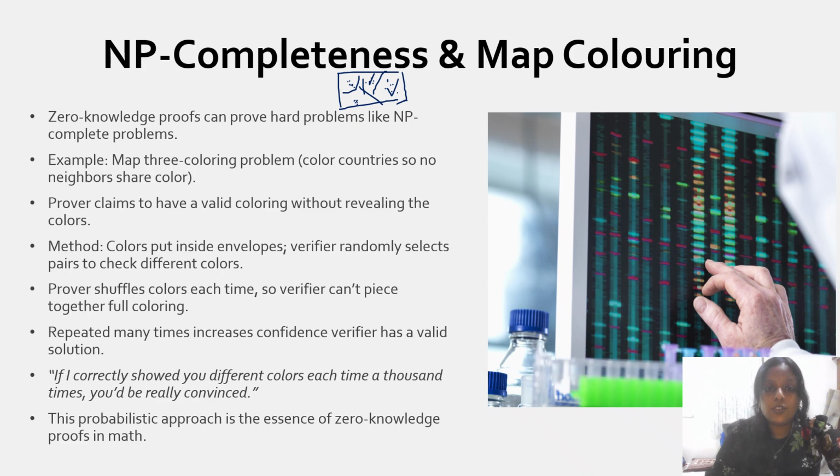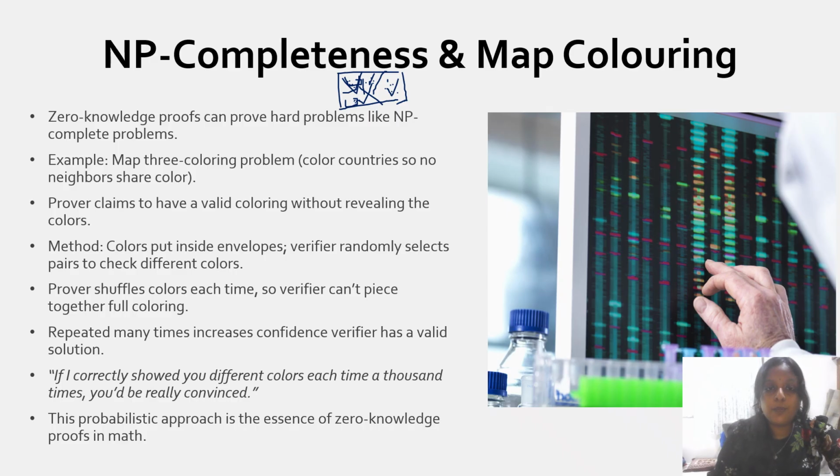Say now you pick these two countries, and you pick these two countries and see if they have the valid coloring or not. You open the envelope and see red color over here, and over here you see green color. Again, it's valid, right? This process can be done multiple times, maybe 1,000 times or so, so that the trust in me can be increased. What is the trust you are going to increase upon?